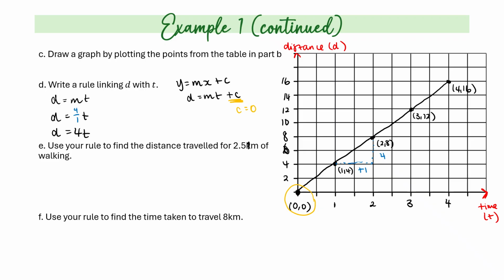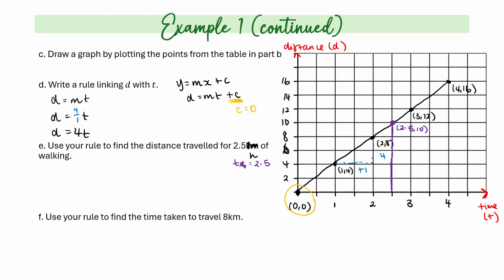We can now use that to find any answers to the following questions, right? So if we wanted to find out the distance travelled for 2.5 hours of walking, we can do two things here. We can use our graph, right? So I'm going to draw a line at t equals 2.5, right? And if I do that, I get to 2.5, 10, okay? So we can see that we'll end up with 10 kilometres.